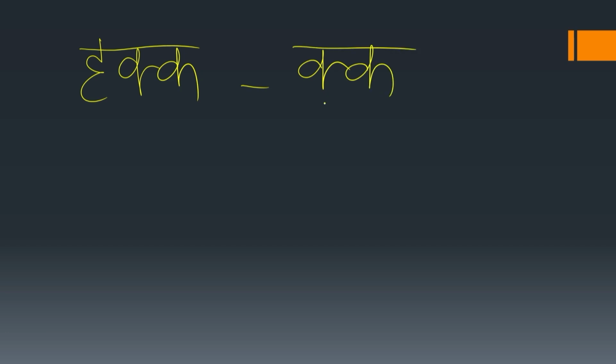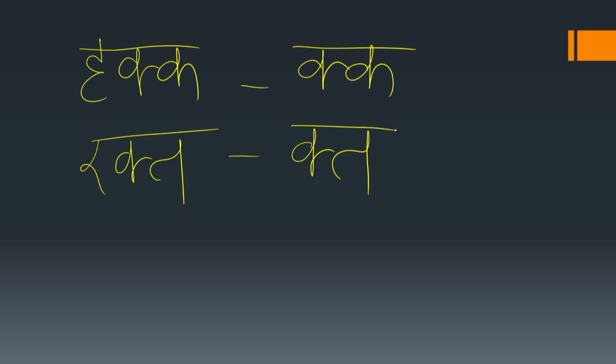Now another example of ka consonant is ka plus ka. For example, hakka, which means right. Here we have two consonants, half ka and full ka. Rakta. Half ka and full ta.